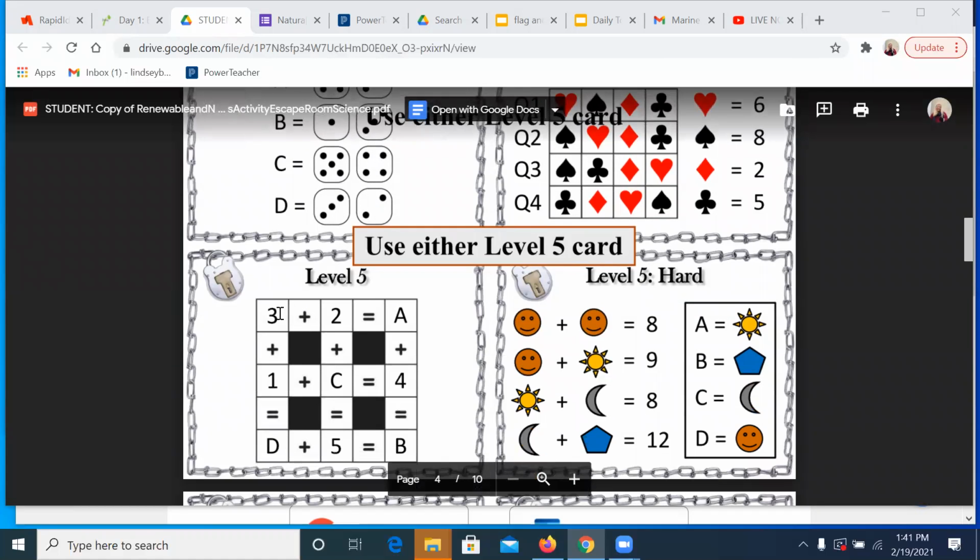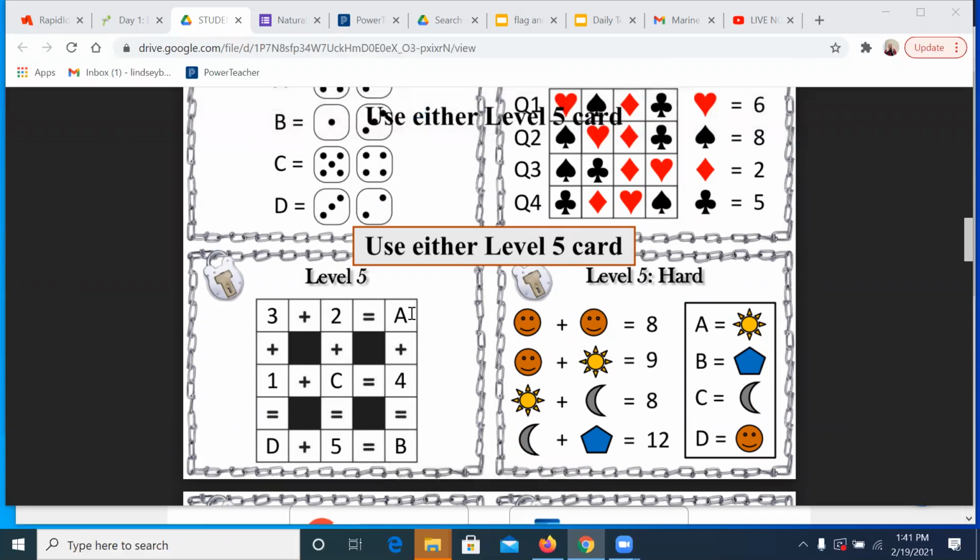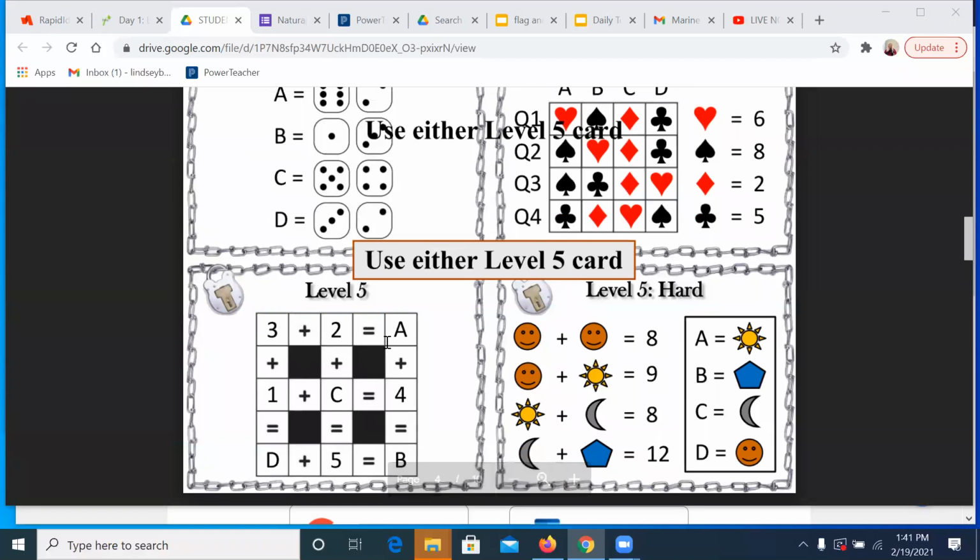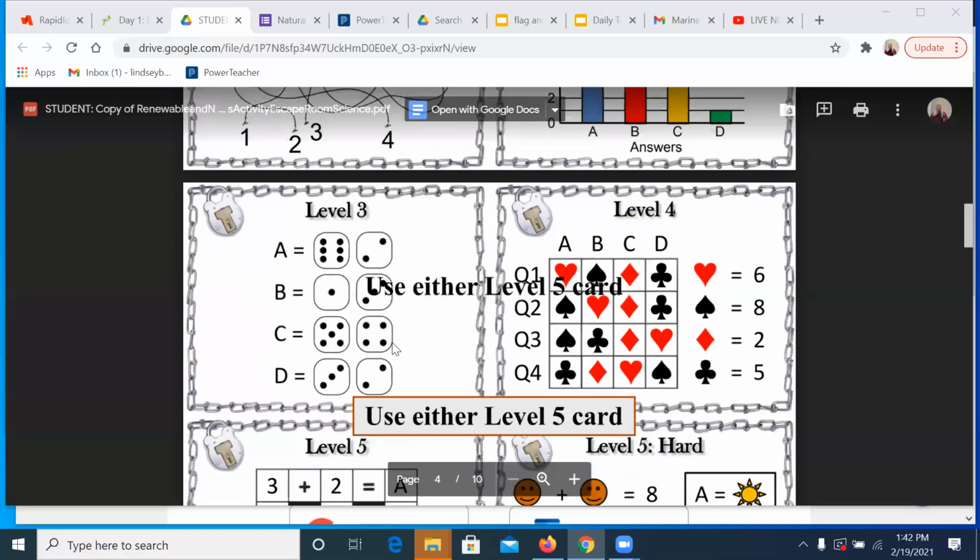Level 5, the way you decode this, you have to add across to get your answers. So 3 plus 2 equals A, 3 plus 2 equals 5, so A must equal 5. 5 plus 4 equals B. 5 plus 4 equals 9, so 9 must equal B. And so on. Hope that makes sense. If you have any questions, please email me.